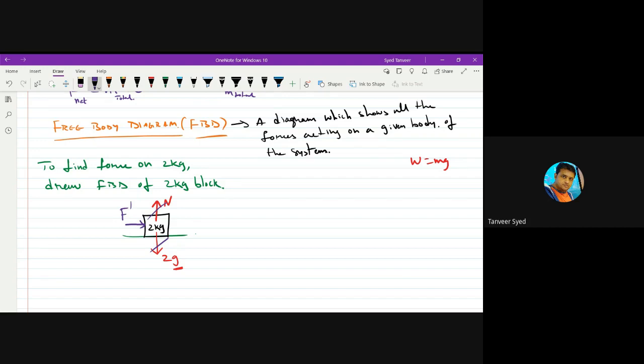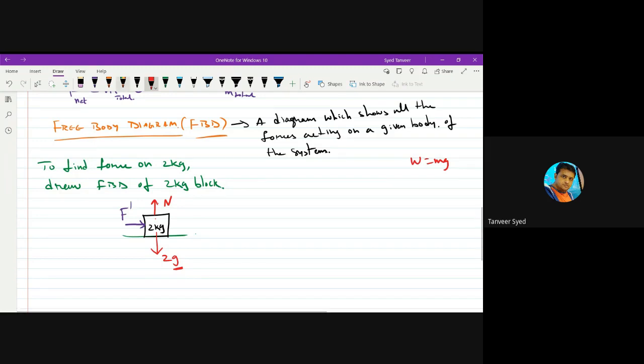Strictly speaking, you should show the normal reaction and weight also in the free body diagram. But as you do a number of questions, you will understand that they do not matter because they are getting cancelled, so you can eliminate them. Strictly speaking, they must be shown, but with the passage of doing a number of questions, you will understand that even though you show them, they are of no use. So we don't show them. You will understand that while you go on solving a number of problems.